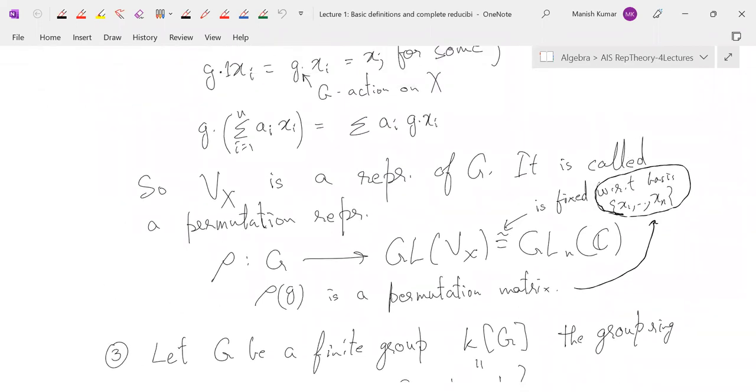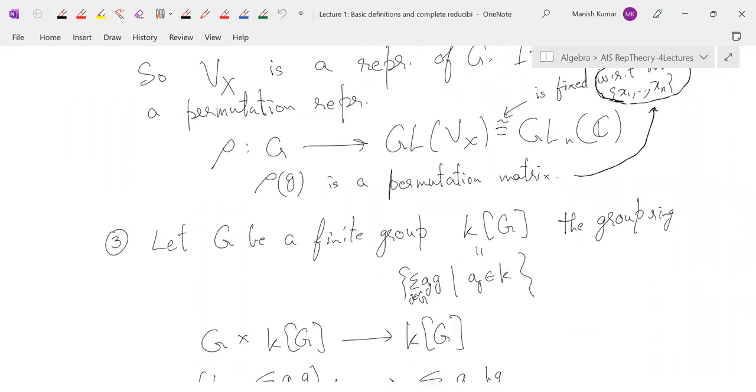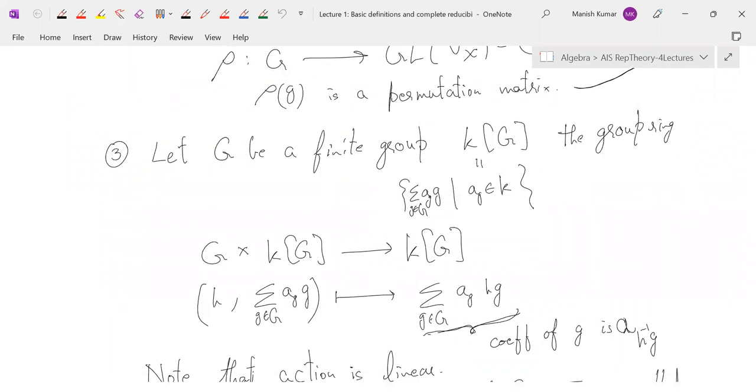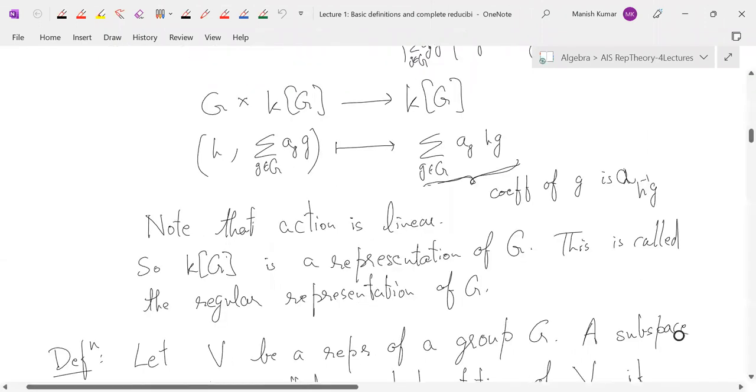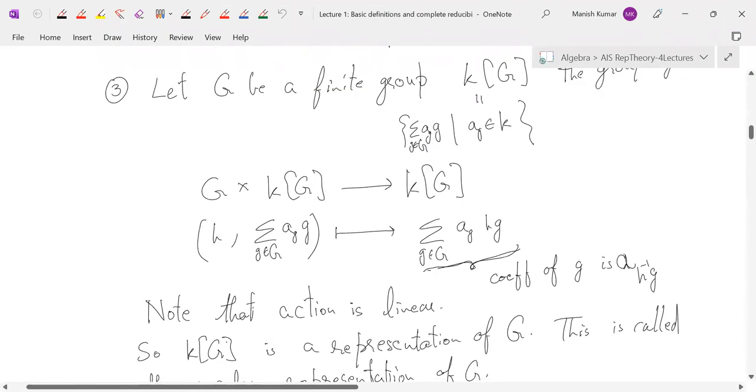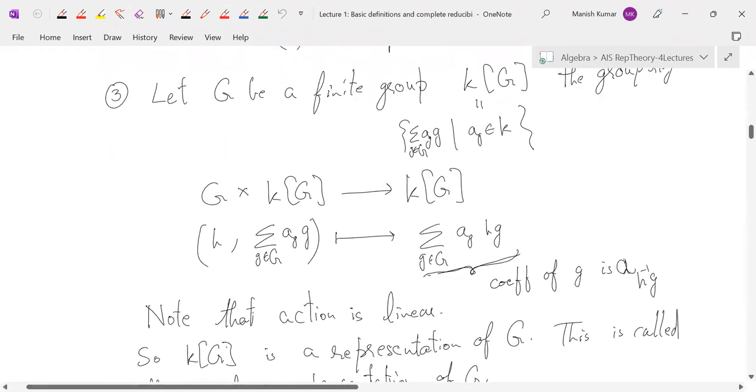Permutation representation is a little more general. You take any group action of G on some set, you can make this permutation representation. This is a particular representation. Given any group, this is a unique representation you can make, which is the regular representation, which is G acting on itself. Make sense? Yes. So this third is a special case of two, but it's an important representation to keep in mind, this regular representation.